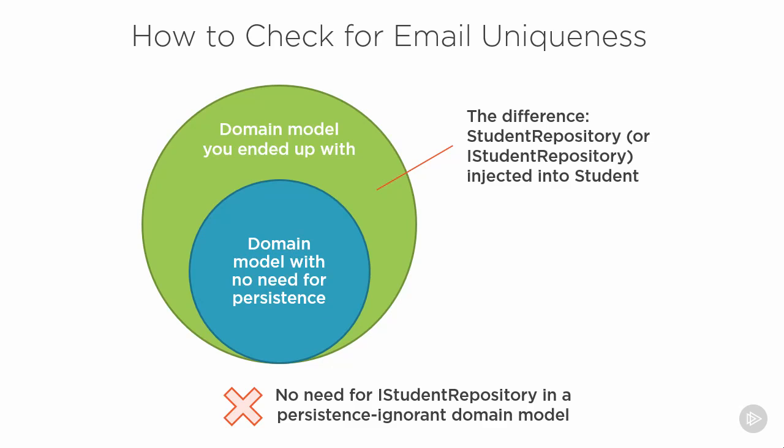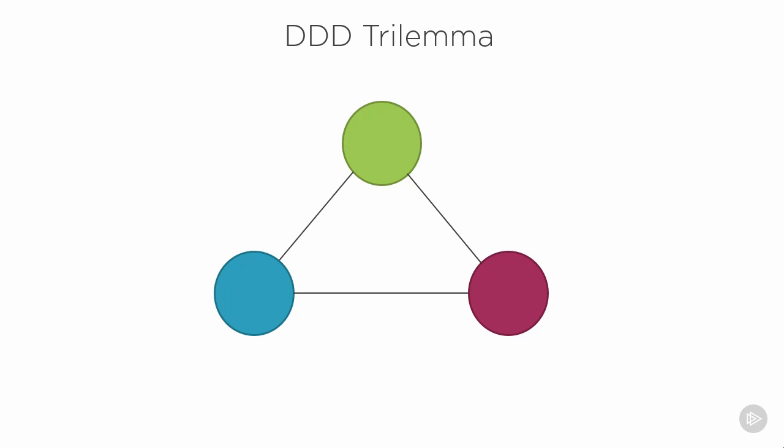Alright, so how to preserve both the domain model purity and domain model encapsulation? This is where the DDD trilemma comes into play. So what is the domain-driven design trilemma? The DDD trilemma states that you will not be able to have the following three properties all at once: domain model purity, domain model encapsulation, also known as completeness, and application performance. You will only be able to have two out of these three properties.